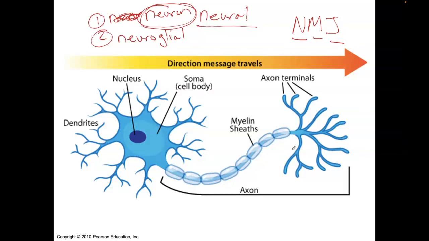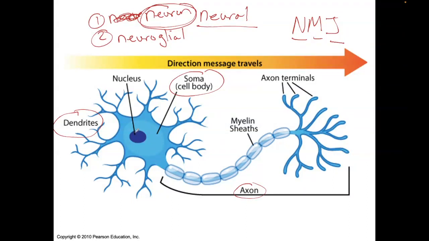This is a neuron, okay? And you could see by the arrow the direction that messages travel. They go from here and they move in this direction to this end. So the three main parts of a neuron are the soma, which is the cell body, dendrites, which are these branches. Dendra in Greek means branches. And the third part is called an axon. Those are the three main parts.